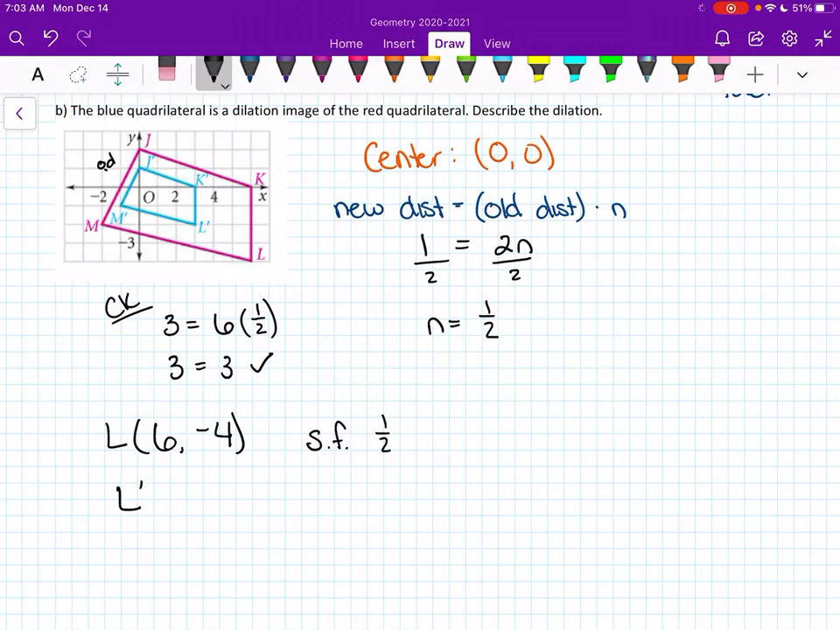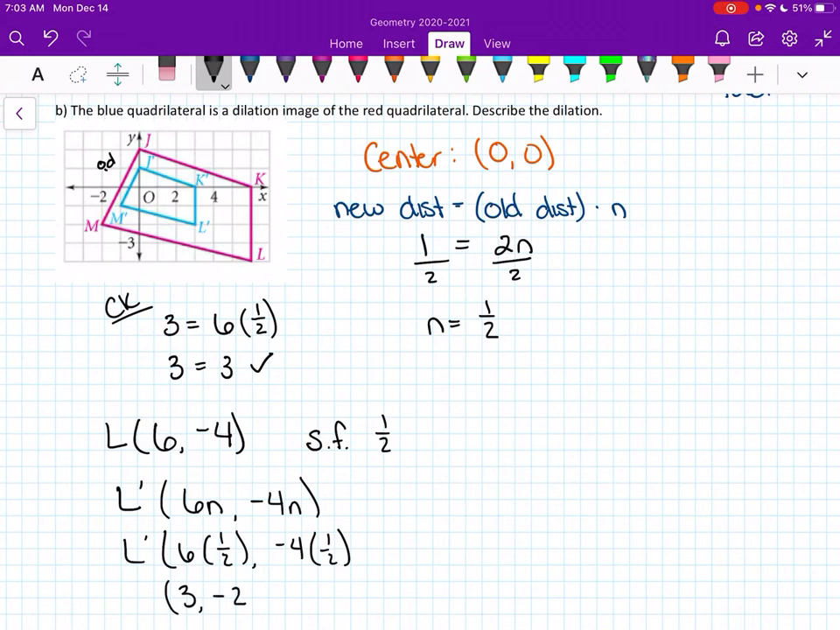since my center is at the origin. This works when your center is at the origin. L prime is going to be at 6 times N and -4 times N, which would be 6 times 1/2 and -4 times 1/2, which gives me 3, -2. Let's check. Is that where L prime is? 3, -2. Yes, it is. Check. Okay, so that's how we do it when we have our center at the origin.